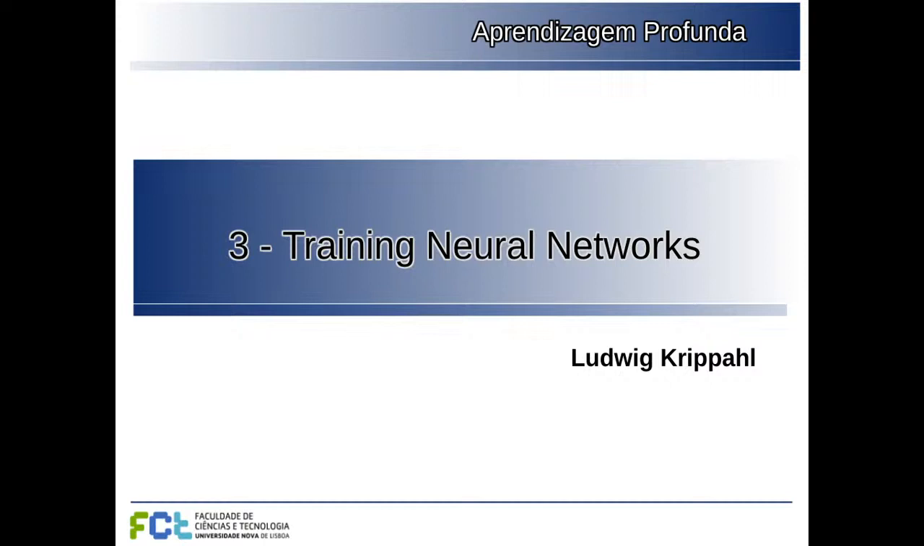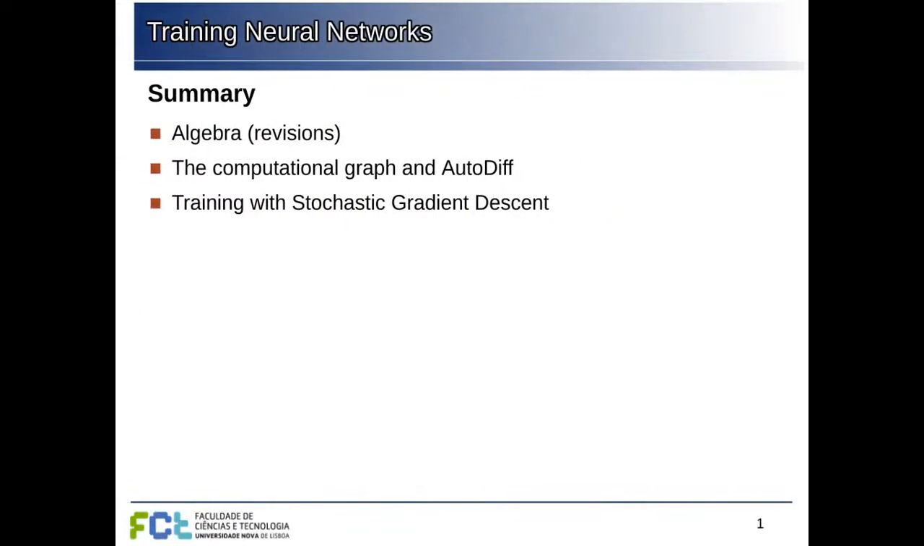Today we're going to see how to implement and train some simple neural networks. In this first lecture I will cover some basic concepts, so a bit more abstract yet, doing some basic revisions of algebra, particularly matrix multiplication, which will be very important for implementing the artificial neural networks.